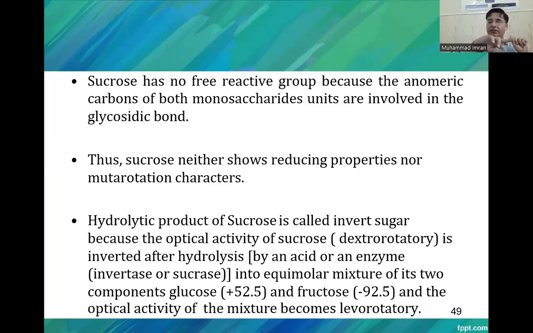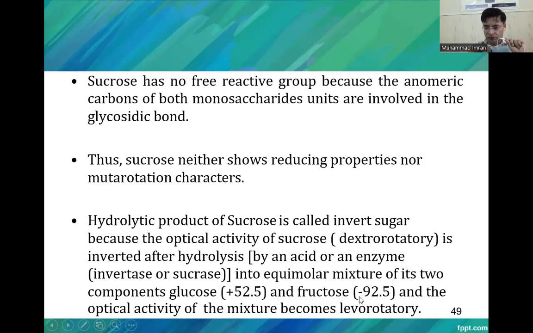So this inversion from dextro to levorotation is known as invert sugar. The hydrolytic product of sucrose is called invert sugar because the optical activity of sucrose is inverted after hydrolysis from dextro to levo by an acid or by an enzyme, invertase, into an equimolar mixture of its two components, glucose and fructose.